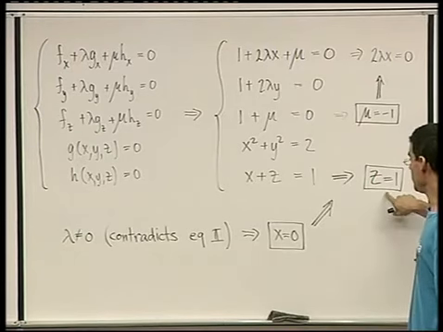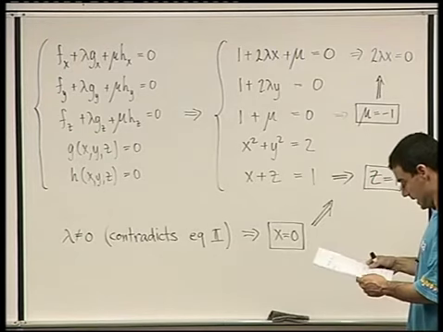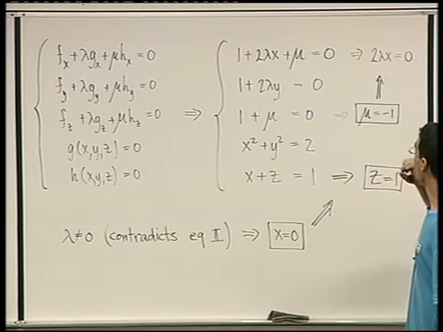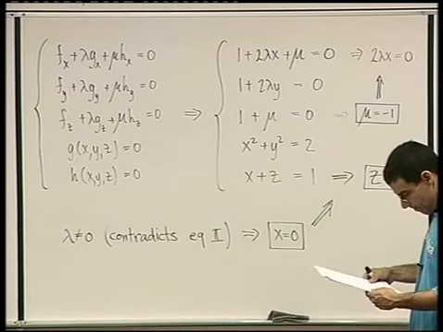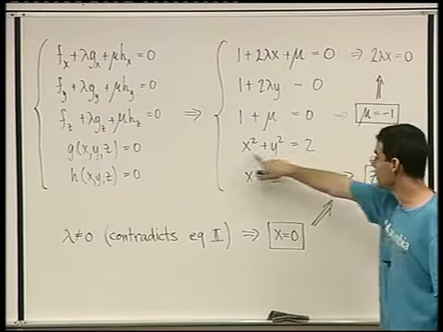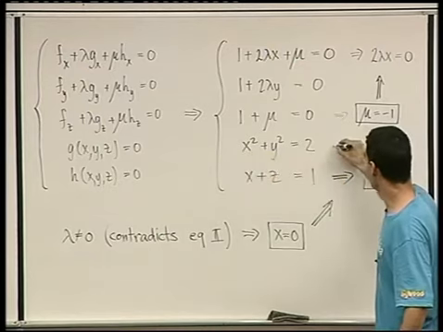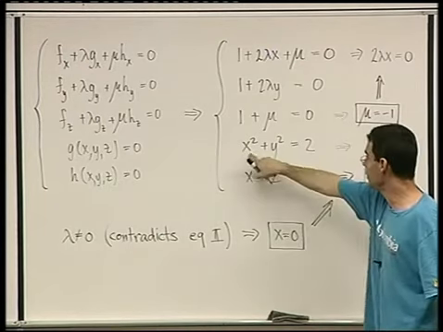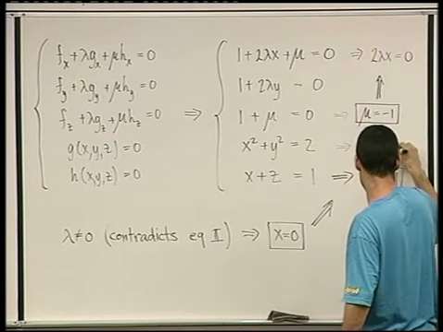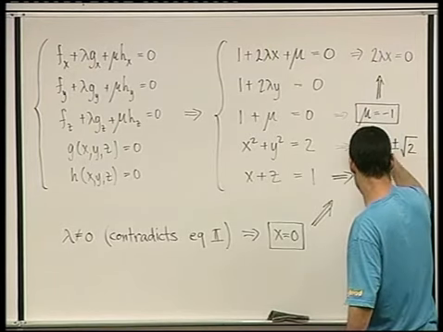So z equals 1. I'm going to then plug what? Into equation 4, x equals 0. So what do I get from here? X is 0, so y squared equals 2. So y has two possibilities, plus or minus root 2.